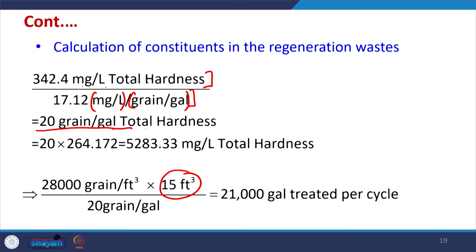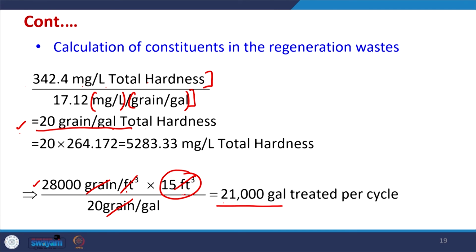Now, what we do is that we use this data to find out the amount of water treated. We have 15 feet cube of the resin. Now, this 15 feet cube needs to be converted into grain. For converting this, we know that 1 feet cube is equal to 28,000 grains. So, if we multiply together, feet cube goes up. We have 28,000 grain into 15, and if we divide by 20 grain per gallon, grain also goes up, we have only gallon.